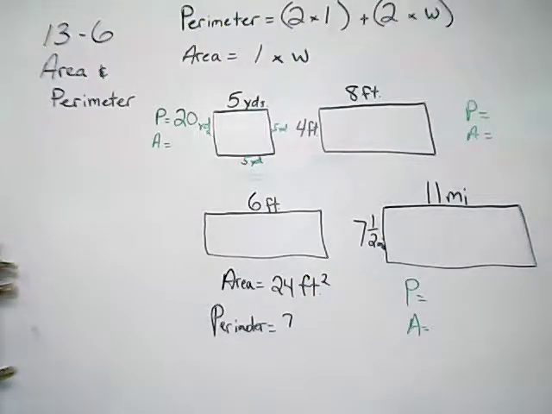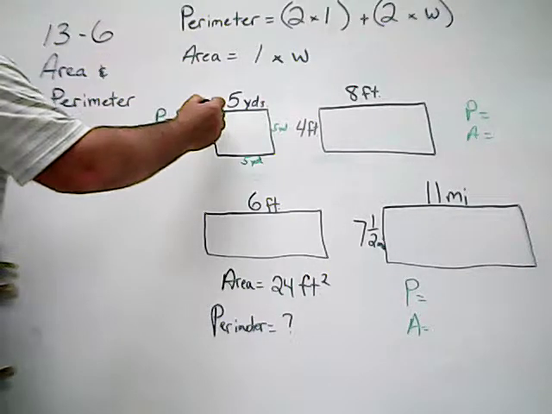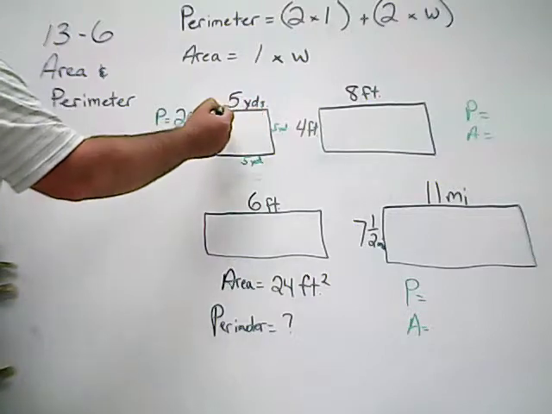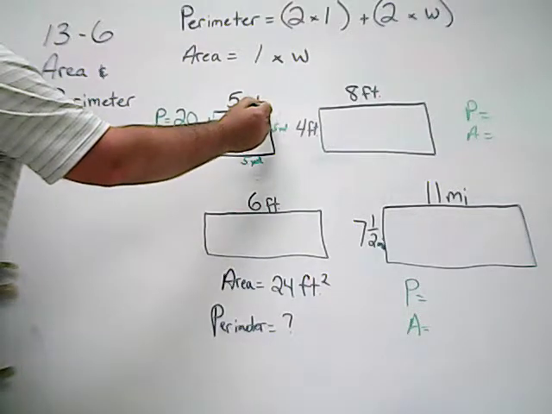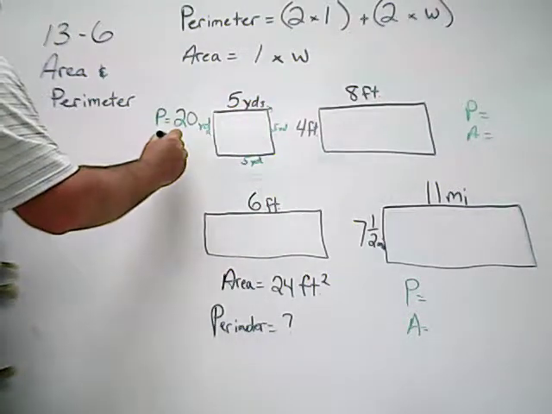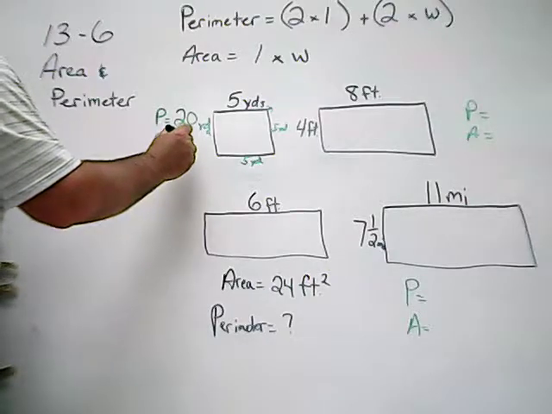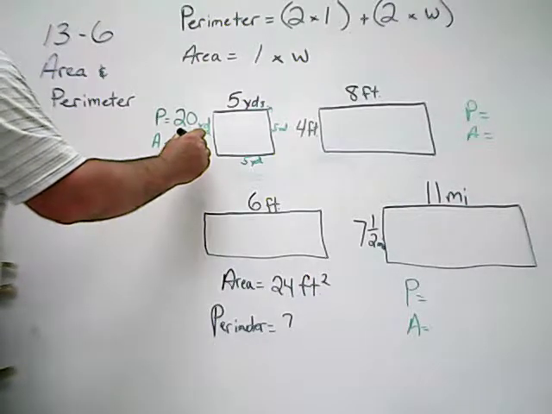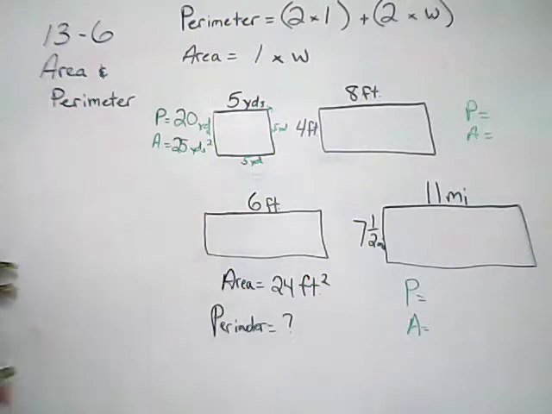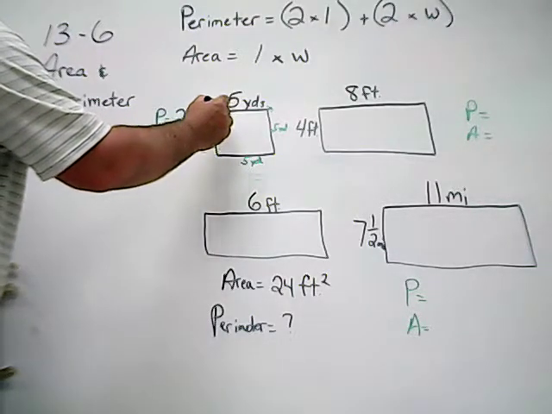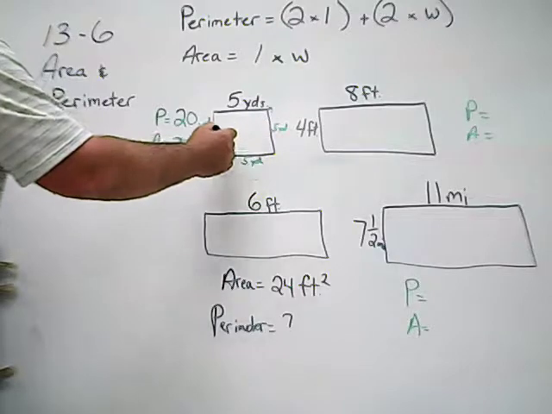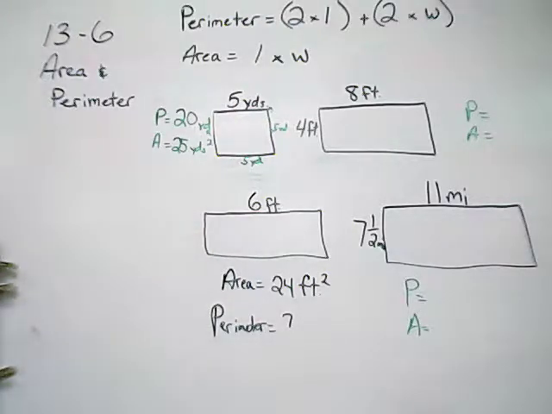Now the area, I'm going to multiply one length, 5, times one width, 5. 5 times 5, my area is going to be 25 yards squared. We talk about square yards, square feet, square miles when we do area. That means that I can fit 25 perfect squares inside my square here.